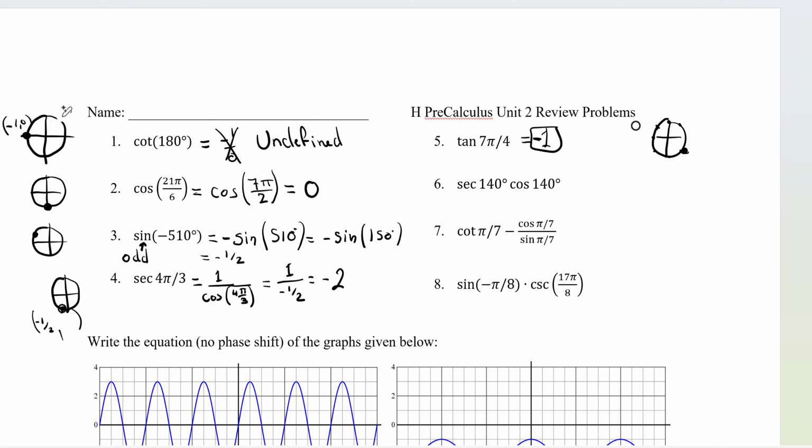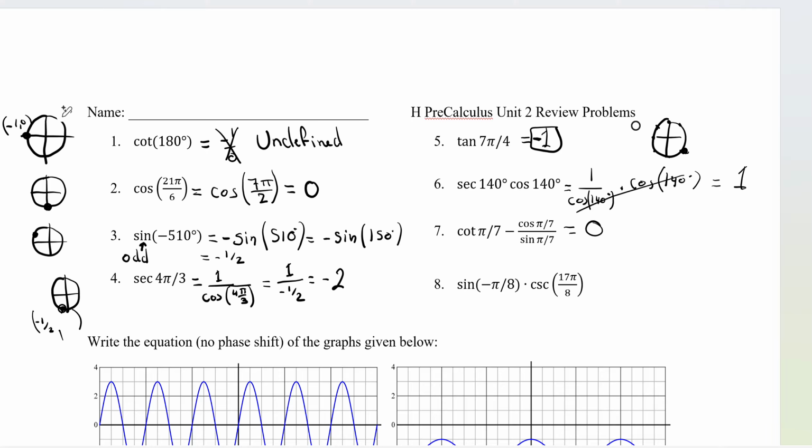All right, then I have secant of 140 degrees multiplied by a cosine of 140 degrees. So the secant of 140 will be equal to 1 over cosine, since secant is the reciprocal of cosine, times the cosine of 140 degrees. And when you write it this way, you can see that those two will cancel, that goes to a 1. And same here, we have a cotangent of pi over 7. Well, the cotangent we know is cosine over sine. So if we do cosine over sine minus cosine over sine, that will be equal to 0.